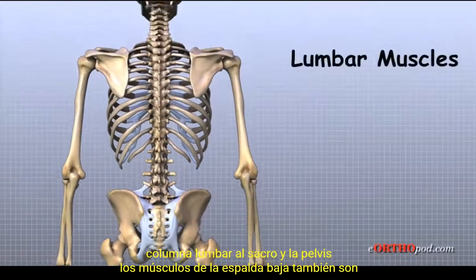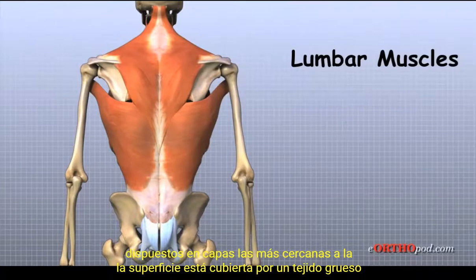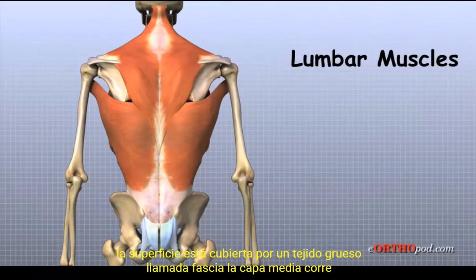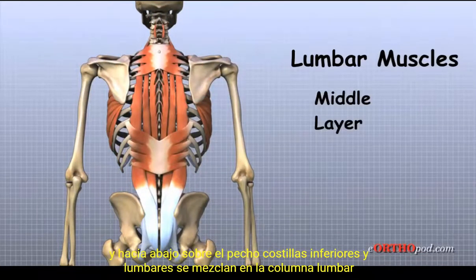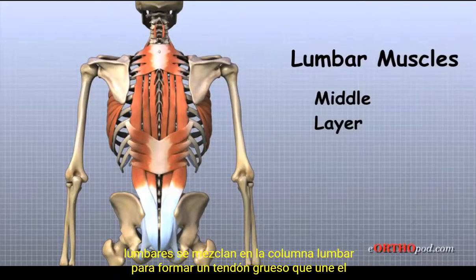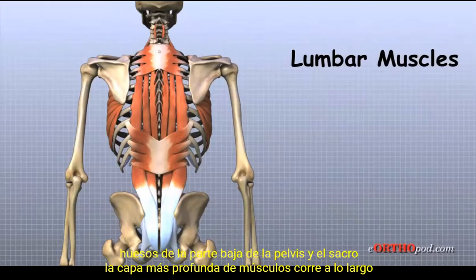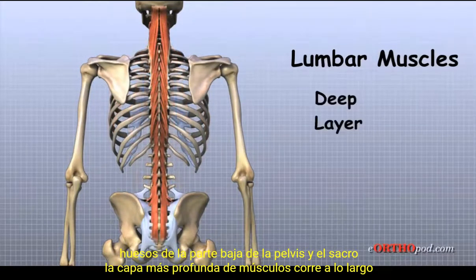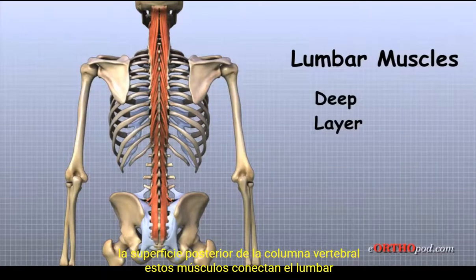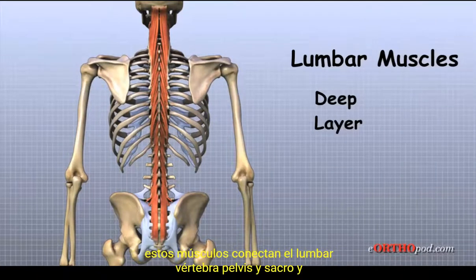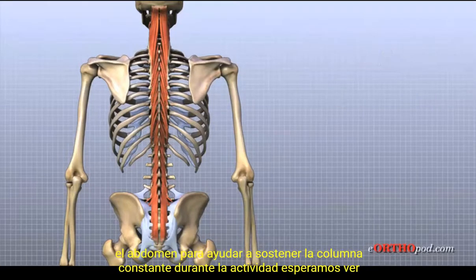The muscles of the low back are also arranged in layers. Those closest to the surface are covered by a thick tissue called fascia. The middle layer runs up and down over the lower ribs, chest, and low back. They blend in the lumbar spine to form a thick tendon that binds the bones of the low back, pelvis, and sacrum. The deepest layer of muscles runs along the back surface of the spine. These muscles connect the lumbar vertebra, pelvis, and sacrum, and coordinate movement with the muscles of the abdomen to help hold the spine steady during activity.